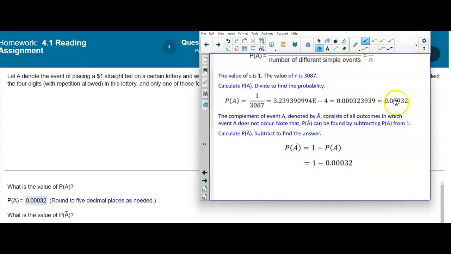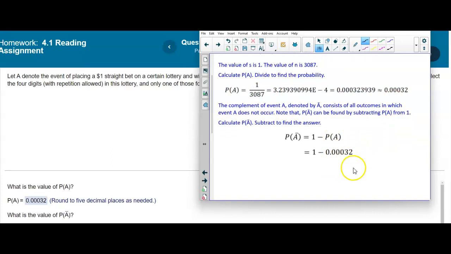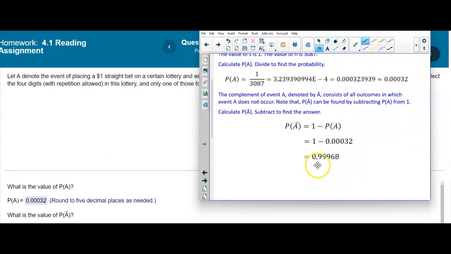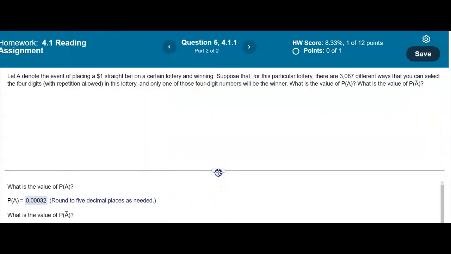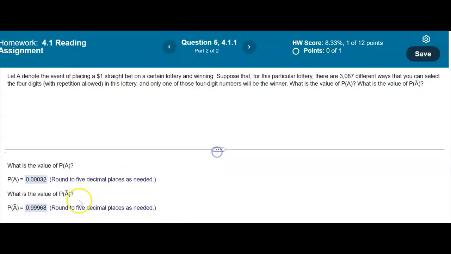From the last step of our problem, we found that the probability of event A is 0.00032. So if we take 1 and subtract that value, then we get 0.99968. So let's go ahead and do that. If we take 1 and then subtract 0.00032, we get 0.99968. And therefore, the complement, rounded to 5 decimal places, is that following answer.